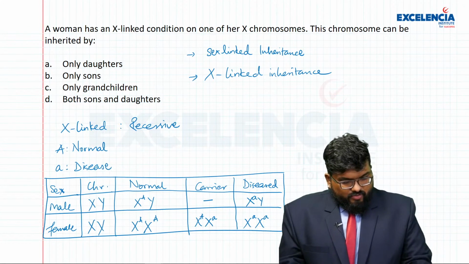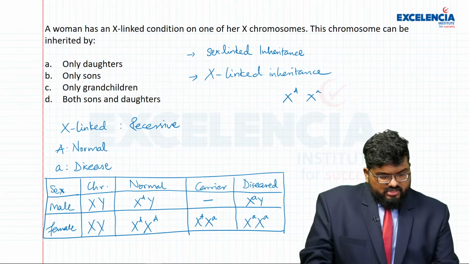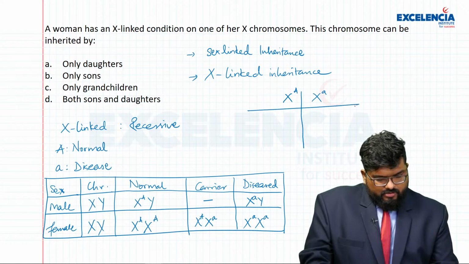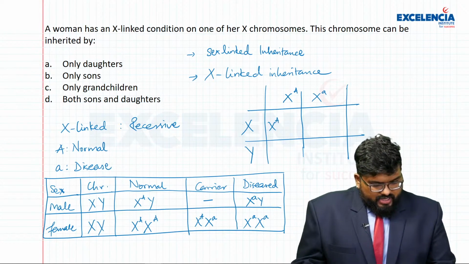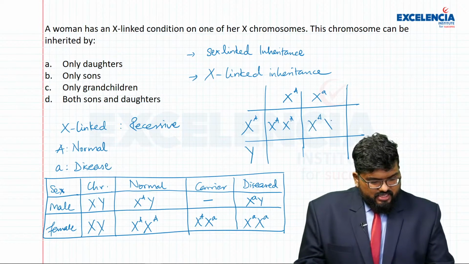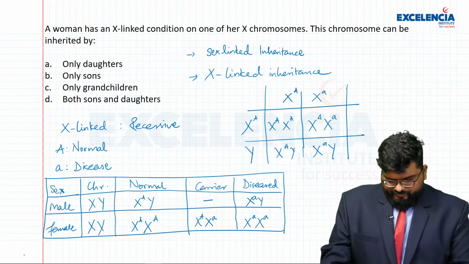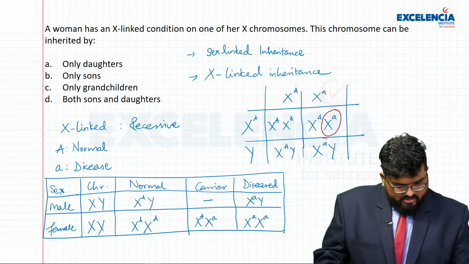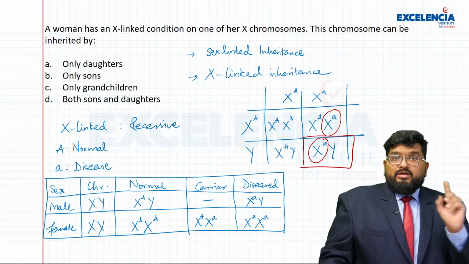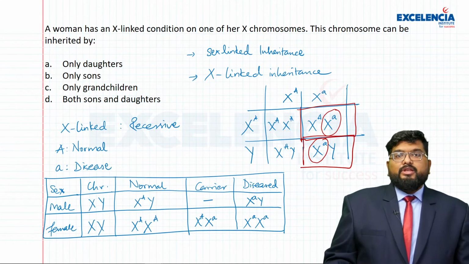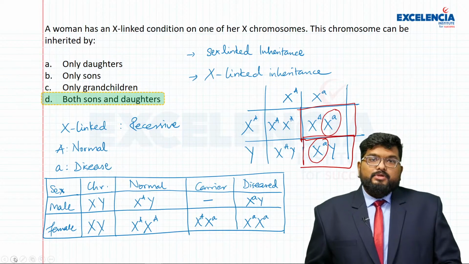So let's take a woman who has an X-linked condition on one of her chromosomes. That means she's a carrier. This chromosome can be inherited by her children. So let's do a quick Punnett square. Let's take it that the male is normal: X A Y, and the female X A, X small a. We can see that inheritance can be seen in both cases, but phenotypic expression of the disease will be seen only in the male. The female will be phenotypically normal but genotypically a carrier. So in this case, the answer becomes both sons and daughters. Understood this? Simple enough?